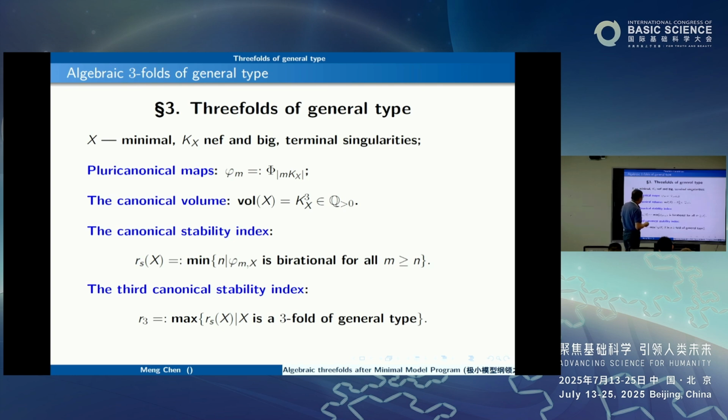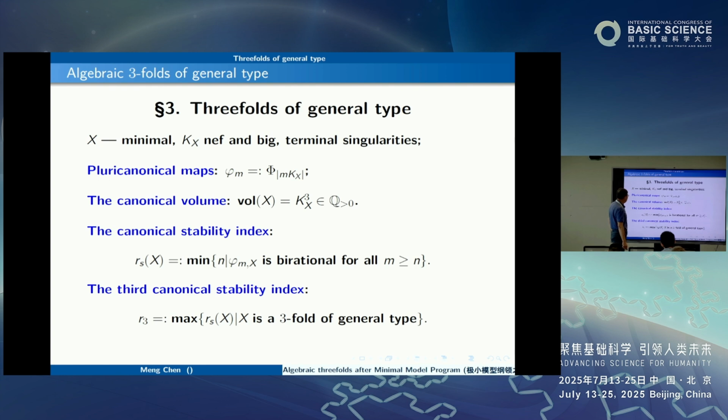On the other hand, I will explain threefolds of general type. This is in contrast to the Fano case, because in the Fano case the canonical volume is negative. In the general type, it is positive. So it seems to be in contrast, but the methods are quite different.